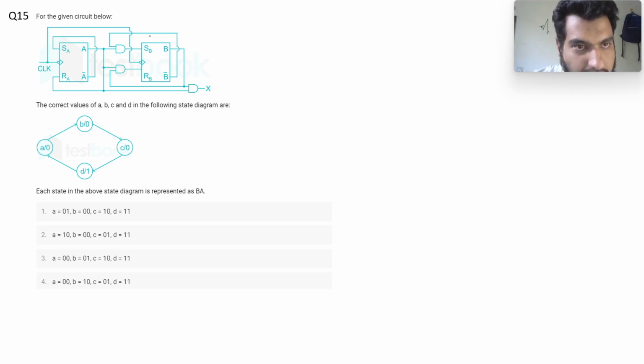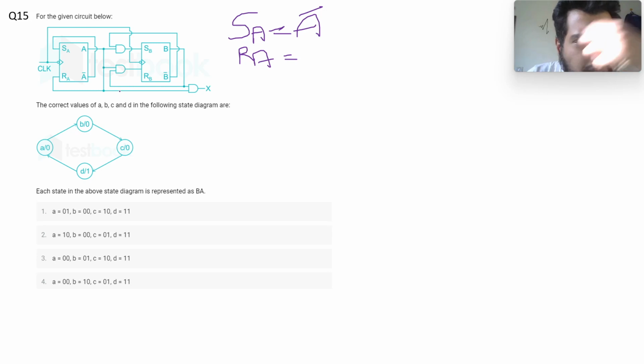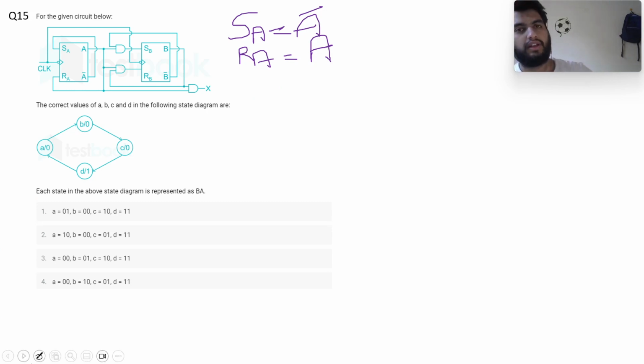Let's see what SA is equal to. This is an SR flip-flop. So SA is equal to simply A complement, if you look at this, and RA is equal to... I'm not able to find what RA is equal to. RA is equal to A.